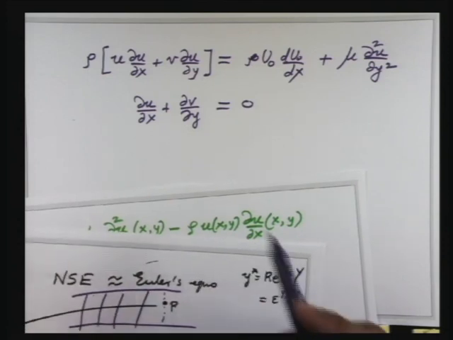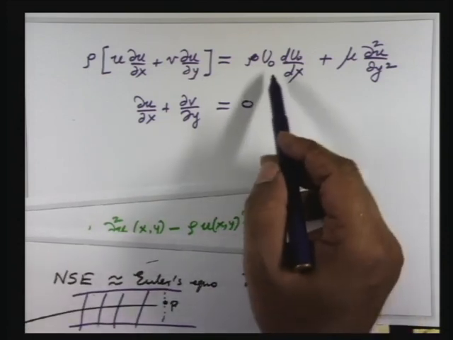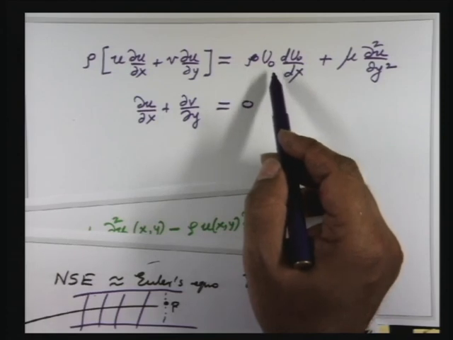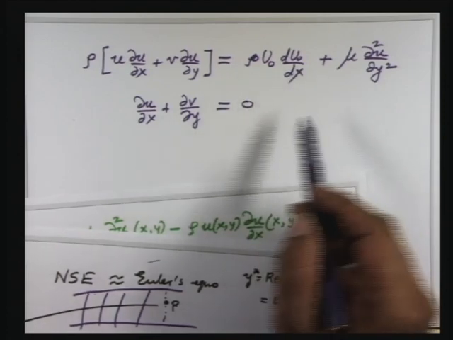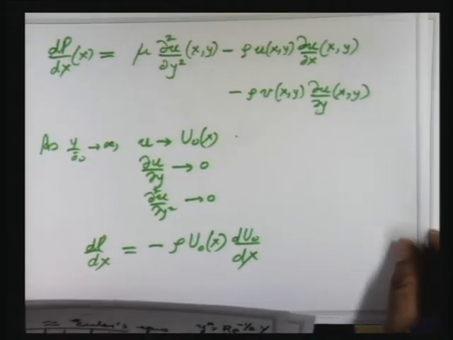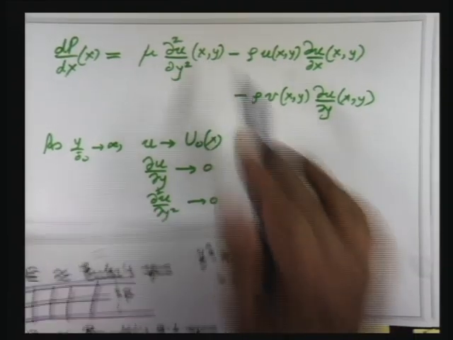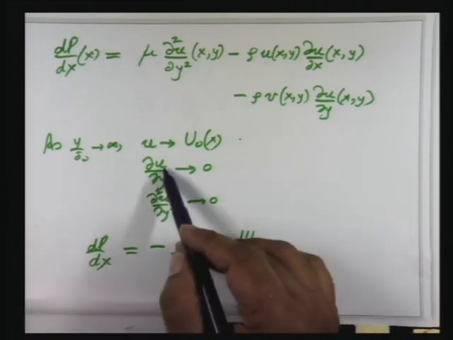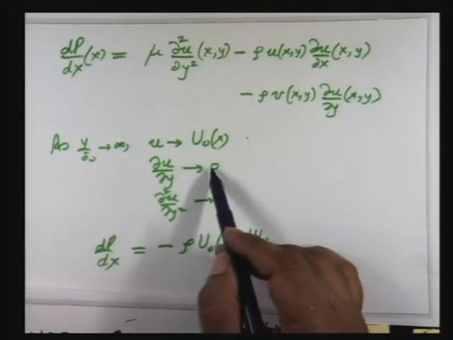Pardon? Last step is not clear. Okay, this one. See, u is a function of x and y. This one. Why this is 0?